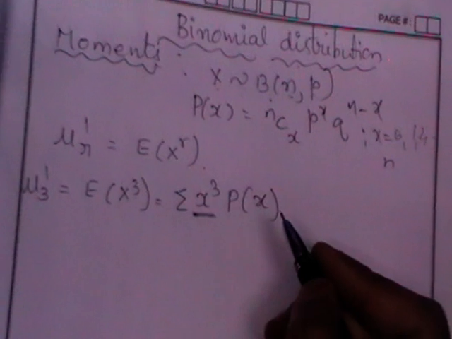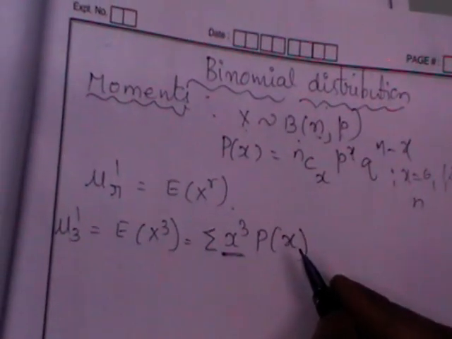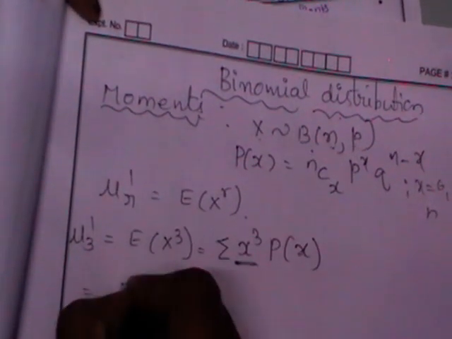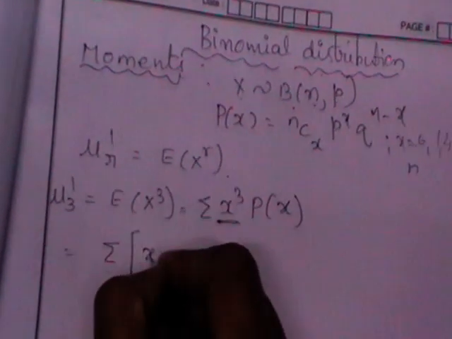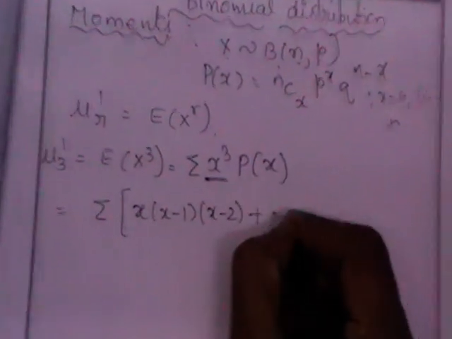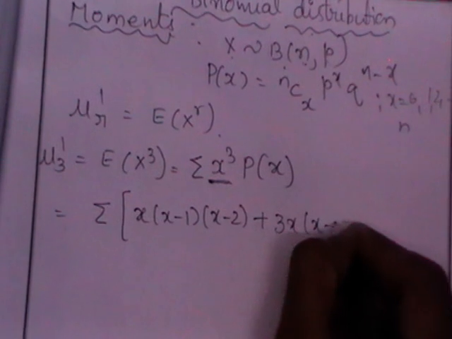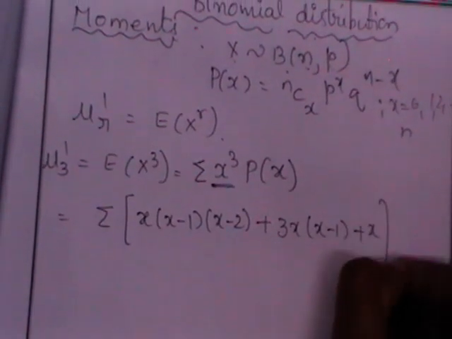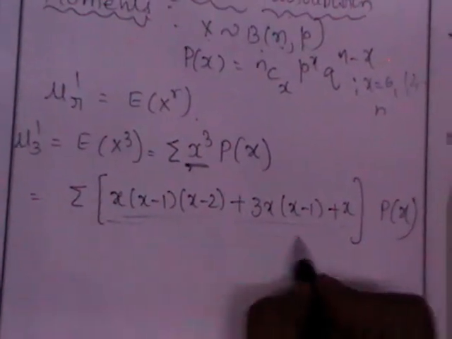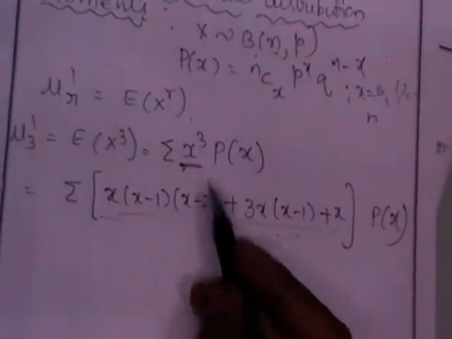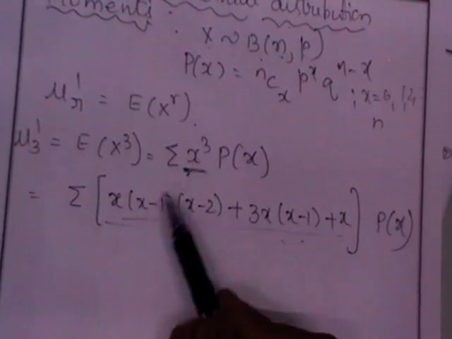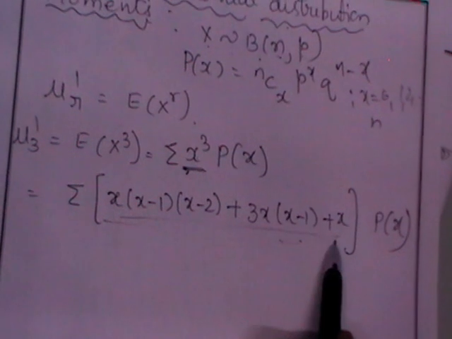So I said x you will take as it is. X square we have written as x into x minus 1 plus x. Similarly, x cube we are going to replace with a sum of three terms: x into x minus 1 into x minus 2, and so on. I think this was already given to you, the formulas for this. We can write x cube as this. If you simplify all these, you are going to get x cube. So directly we are not going to consider x cube; it is going to be replaced by the equivalent expression like this.